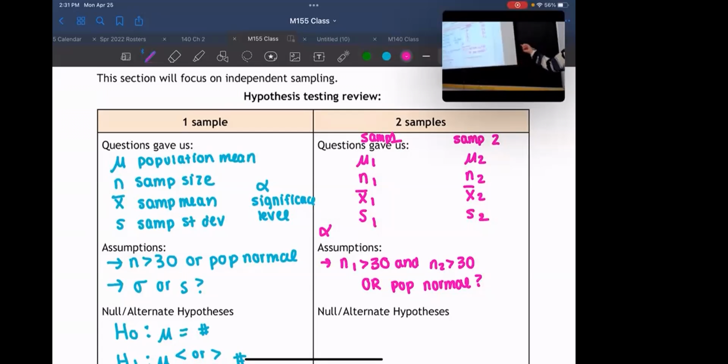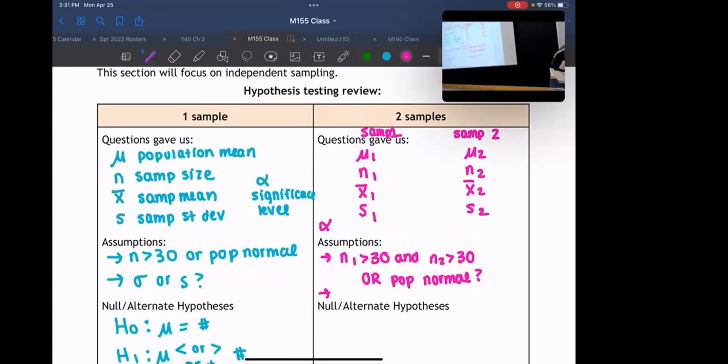Also, in the assumptions, we're going to be asking ourselves if we have independent or paired samples, just like we did with the last section. So independent or paired.